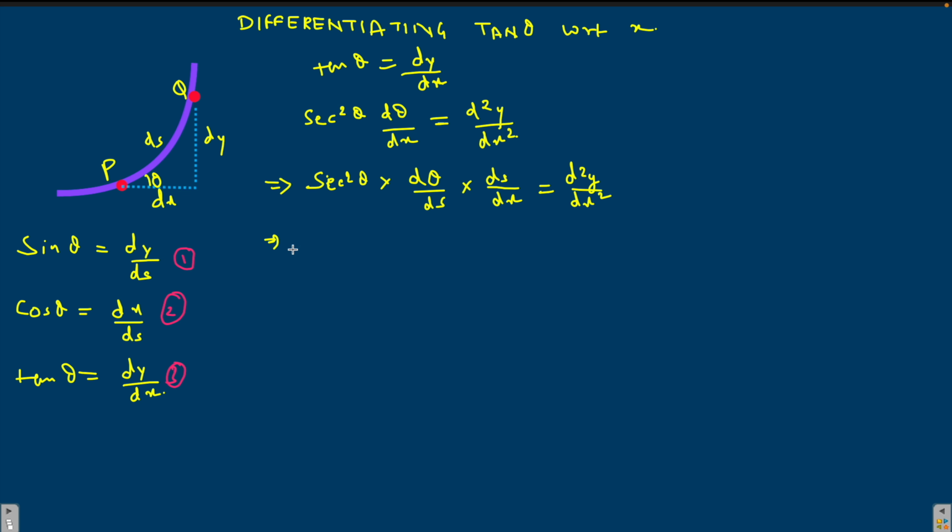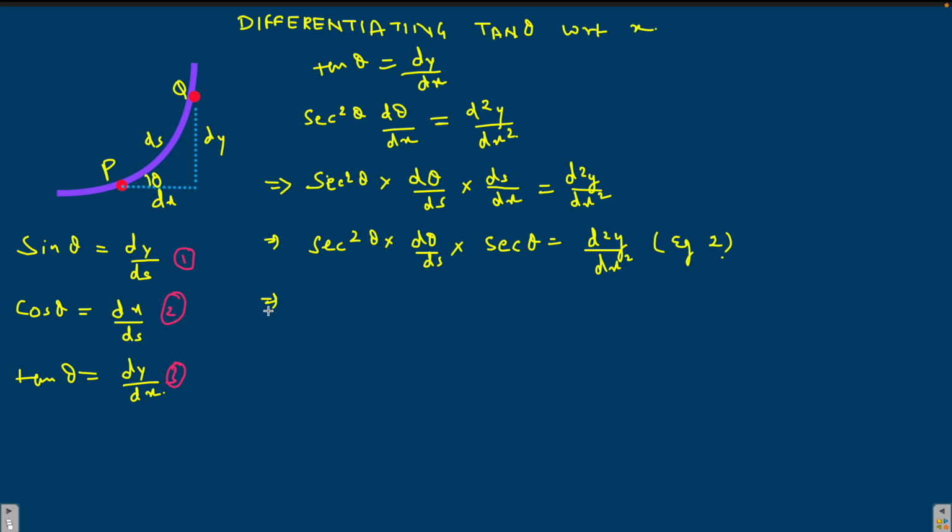Now, sec square theta into d theta by ds into, instead of ds by dx, from equation number 2 we can write 1 by cos theta, and 1 by cos theta is nothing but sec theta. So instead of ds by dx, I am writing sec theta. This is from equation number 2.